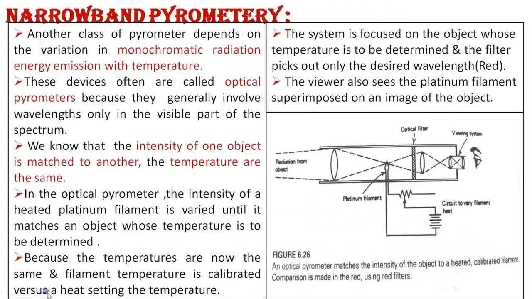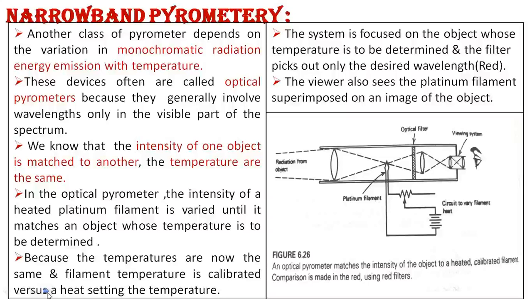Next one is the narrowband pyrometer. Another class of pyrometry depends on the variation of monochromatic radiation energy emission with temperature. These devices often are called optical pyrometers because they generally involve wavelengths only in the visible part of the spectrum. We know that if the intensity of one object is matched to another, the temperatures are the same.